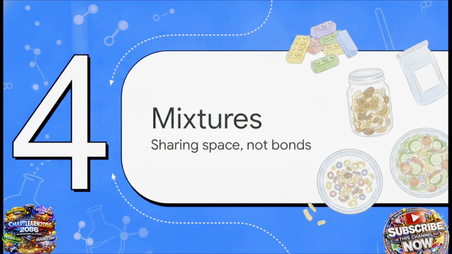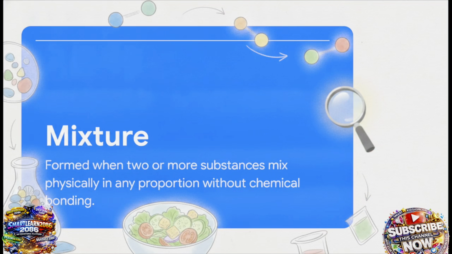Which brings us to section 4, mixtures. This is all about sharing space, not bonds. We're stepping away from those intense chemical reactions now. So the crucial point here is that a mixture happens when two or more substances are mixed physically, in any proportion with absolutely zero chemical bonding. There is no chemical reaction happening here at all. The substances are just happily hanging out in the exact same space, completely minding their own business.